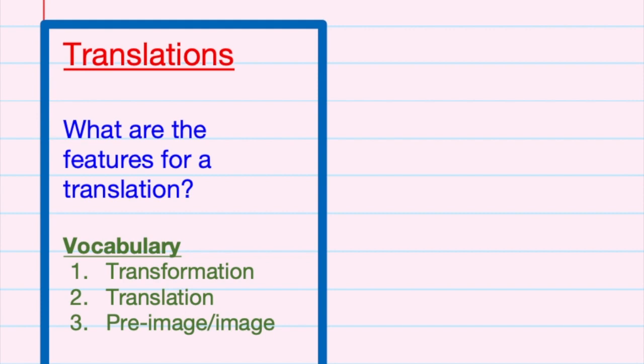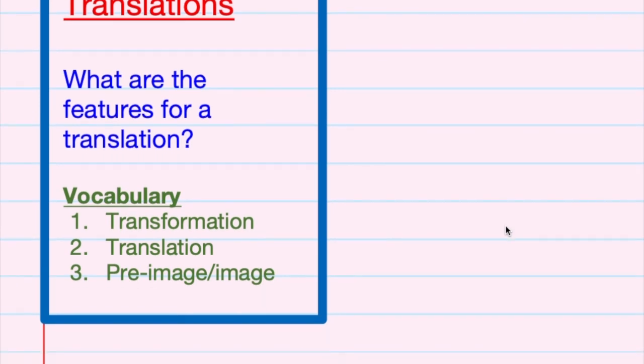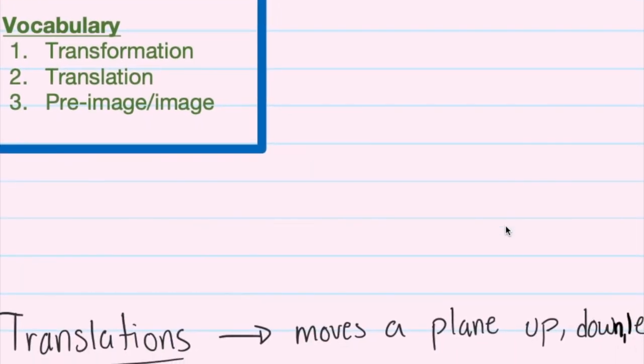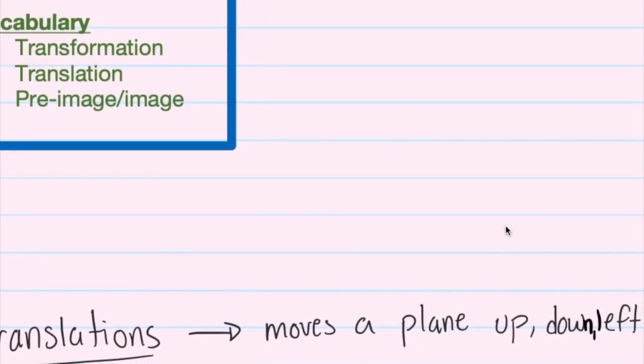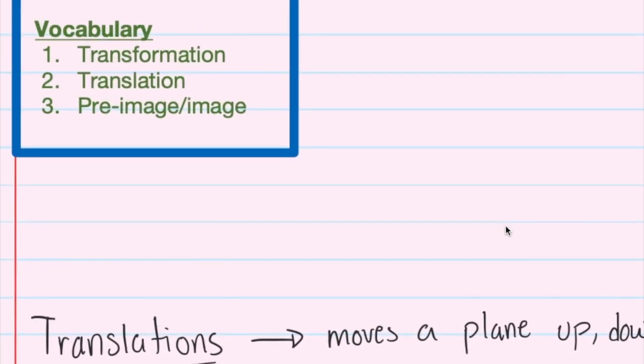So looking at 12.2 translations, this is basically the easiest one of the four. And what is that translation again, guys? It's basically when you move a plane up, down, left, or right. It could be a shape, a line, or even a point.